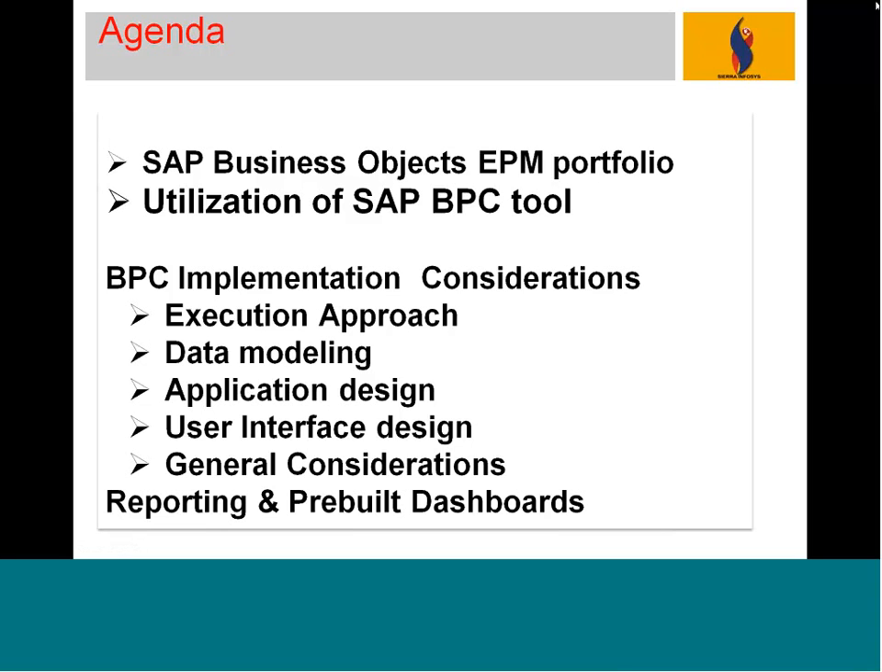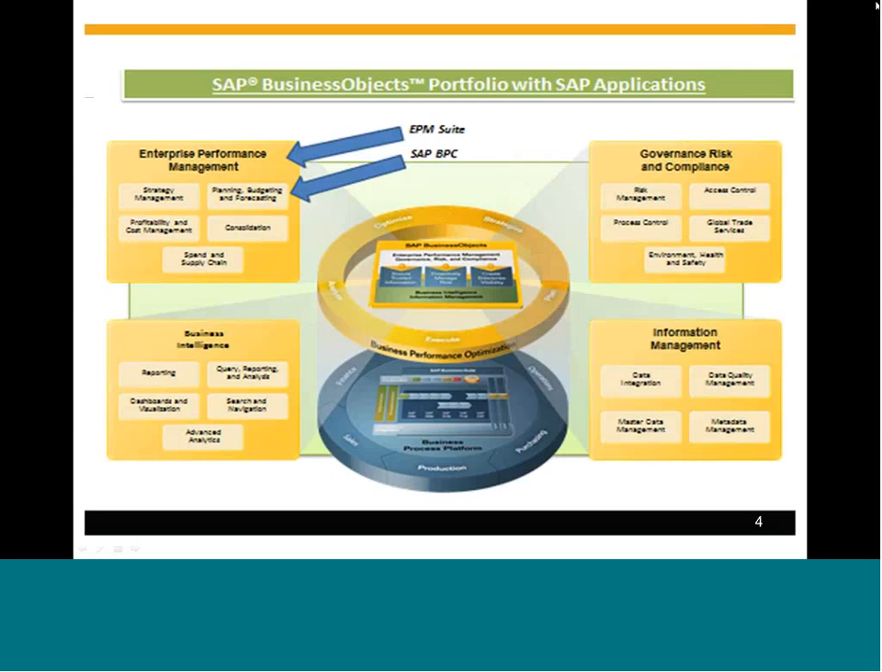Okay, please come and take a look at the SAP BusinessObjects portfolio with SAP applications. First, although for some of you it is a repetition, let's take a look at the picture and see where SAP BPC sits. Enterprise Performance Management is the place where SAP BPC is, and it's on top of the whole picture. This is very important in addition to your strategy management, profitability analysis, spend analytics, and you have SAP BO consolidation also available.